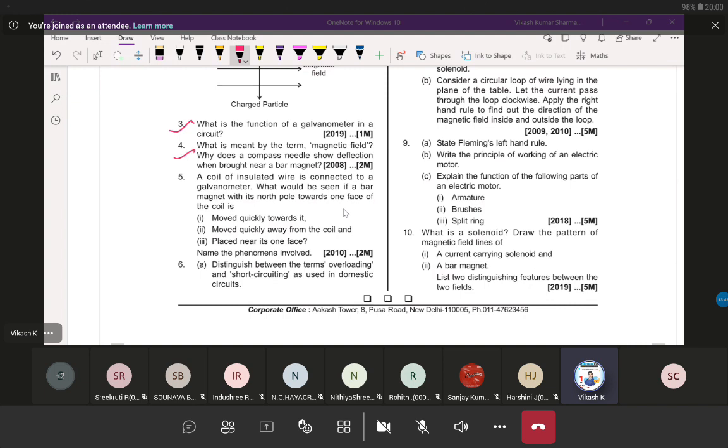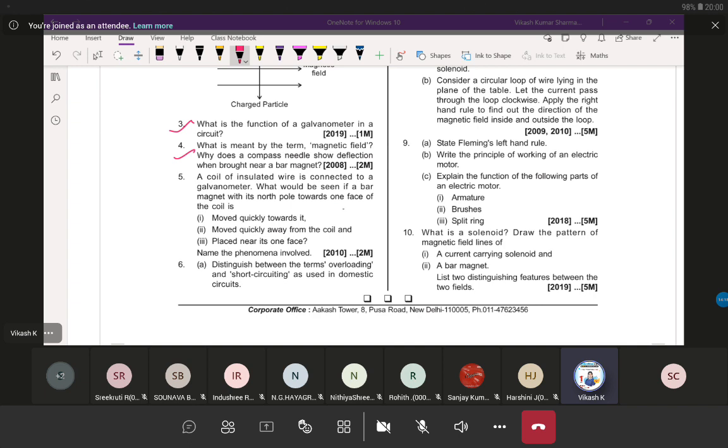What is meant by the term magnetic field? Why does a compass needle show deflection when brought near a bar magnet? The magnetic field is nothing but the area around the magnet in which any other magnetic substance experiences a magnetic effect. That area is known as a magnetic field.